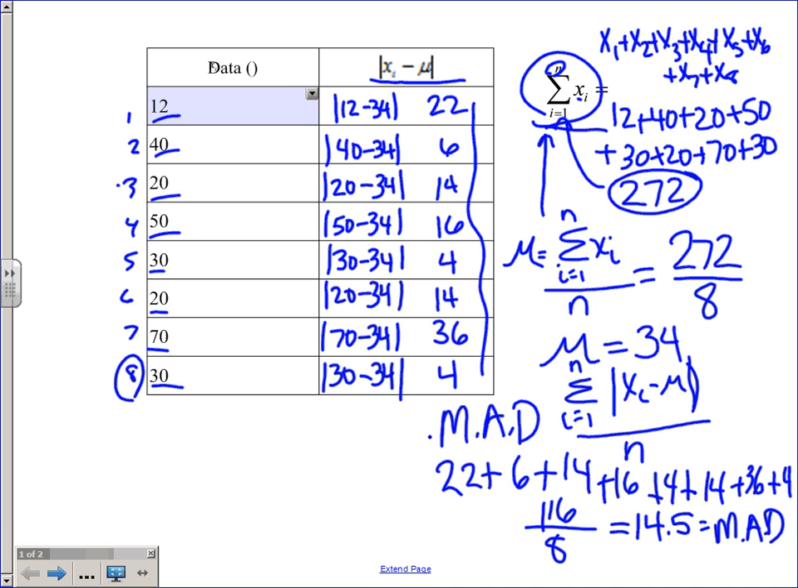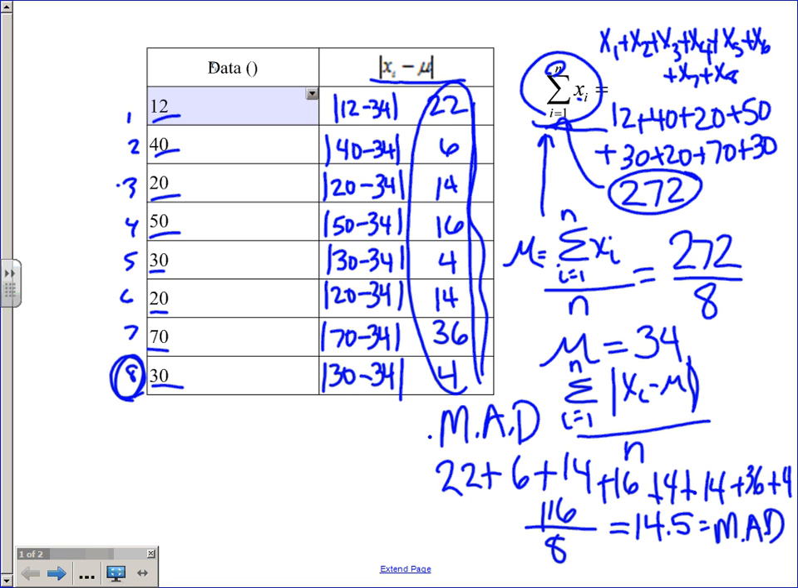It's really pretty easy. Just find your mean, the way we've always learned to find means. Find out how far each data point is from the mean. Add up all those differences, which were these numbers right here, and divide by the total number of entries we had, which was 8. And we get our mean absolute deviation of 14.5.